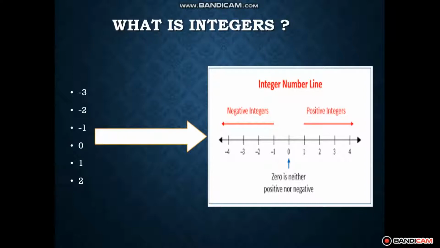As you can see in the picture, there is an integer number line. On the left-hand side there are negative integers, and on the right-hand side there are positive integers. In the negative there are -3, -2, -1 and positive 1, 2, 3. In the middle there is 0, which is neither positive nor negative.